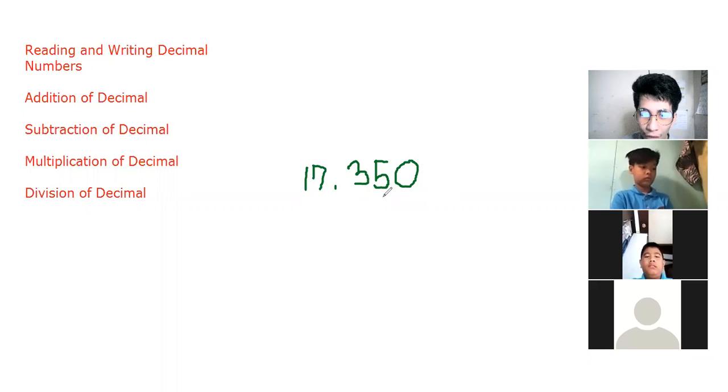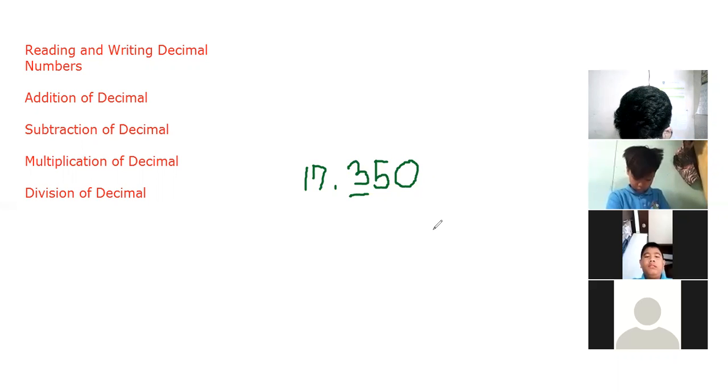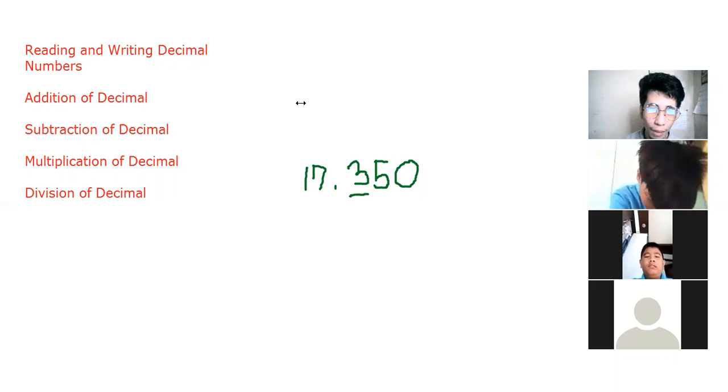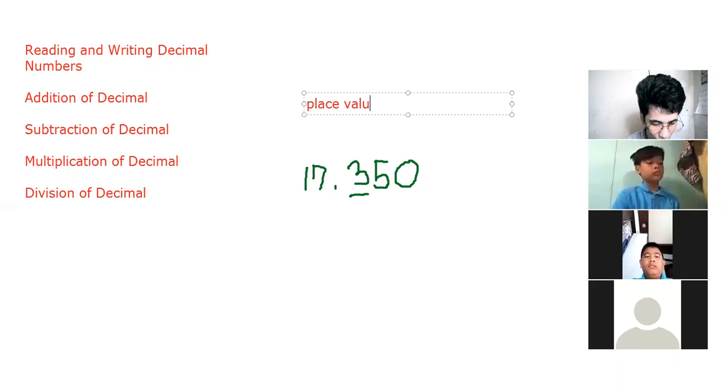Now, if I place an underline on number 3, what is the place value of the underlined number? What is the place value? When it's place value, what? Tens. Okay, very good. The place value of 3 is tens. When place value is being asked, we answer with the place value, tens. But when we say value, what is the value of number 3?